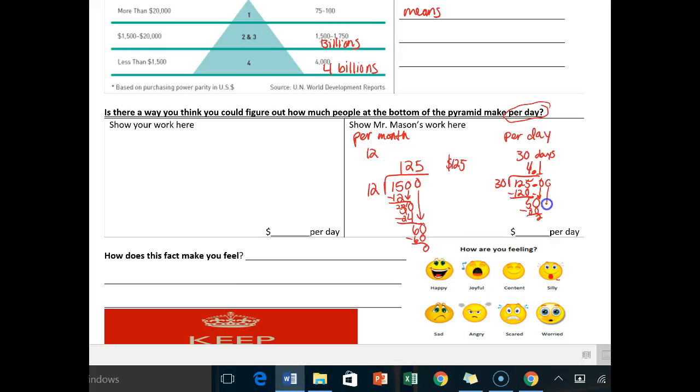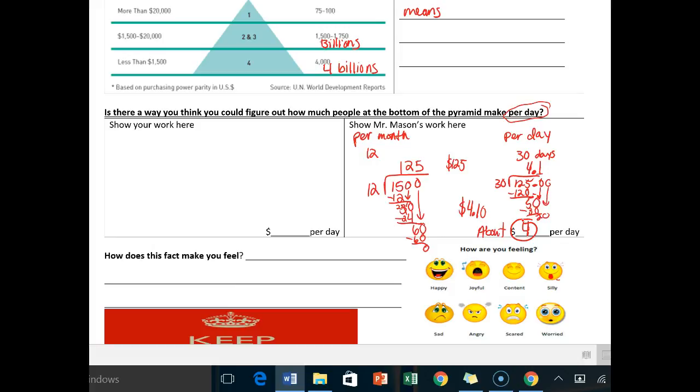We could keep on dropping zeros and keep on trying to figure this out exactly, but it would give us a really long decimal. So what is this? This is $4 and like 10 cents, 11 cents, something like that. We could just say it's about how much per day? About $4 per day. That's crazy.